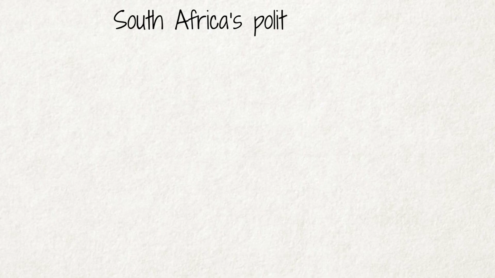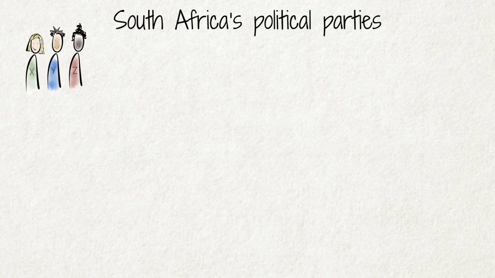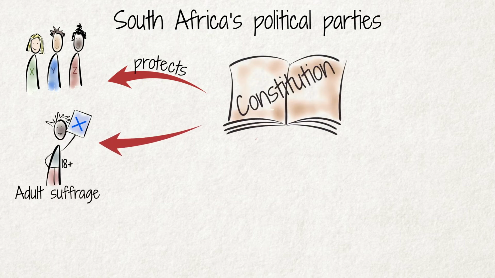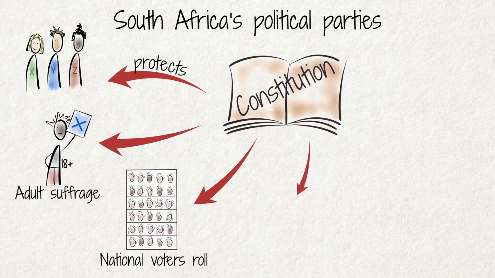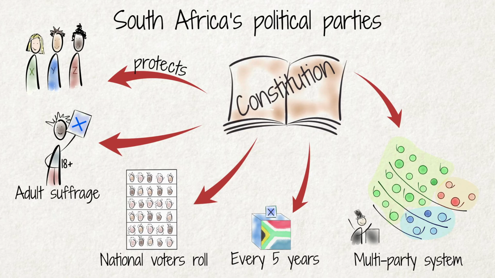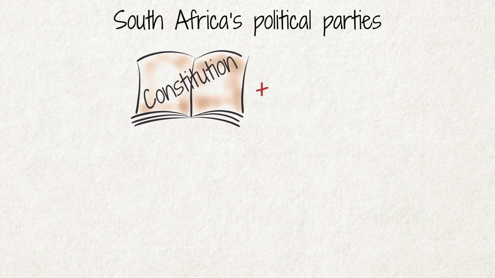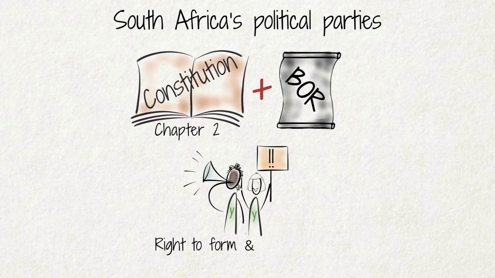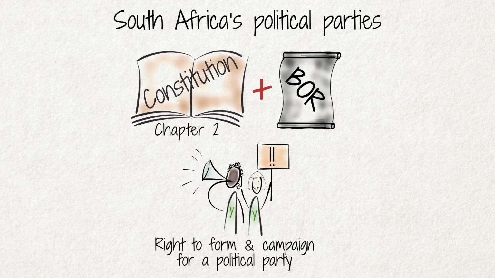South Africa's political parties. The existence of political parties is protected by the Constitution, which provides for universal adult suffrage, a national common voters' roll, regular elections every 5 years, and a multi-party system of democratic government. The Bill of Rights in Chapter 2 of the Constitution also protects the right to form a political party and to politically associate and express oneself freely.